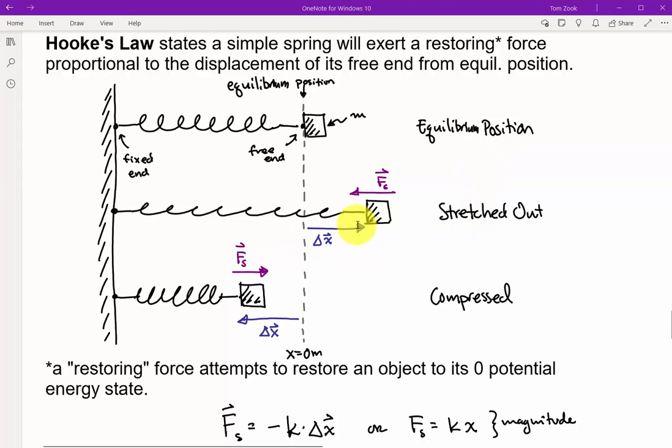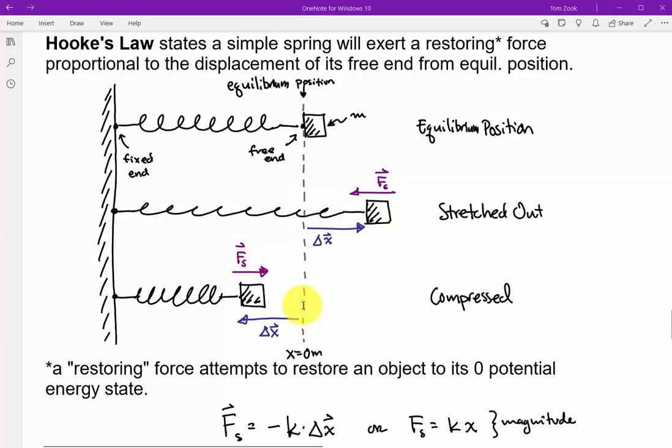If we stretch the spring out, we displace it by delta x in the positive x direction, then the spring force, F sub s, should try to direct it back. We call it a restoring force. It wants to restore the object to its low energy position, back to equilibrium. At this point, the end of the spring is in a place it doesn't want to be. That means it's got potential energy, and it wants to convert that potential into kinetic. It wants to get rid of that potential energy.